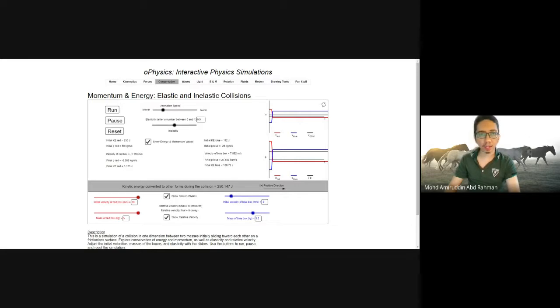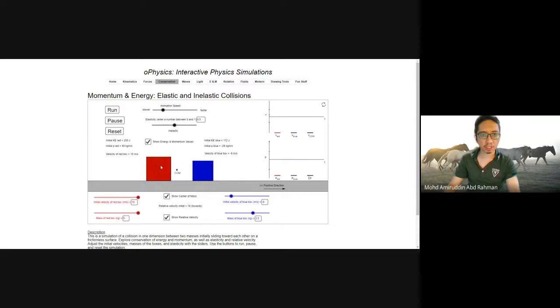And number three, you need to repeat the experiment by changing the elasticity. So now you change the elasticity to one, and then you run it, and you record the observation. And next, number four, you change the elasticity to zero and then run the experiment, and see what happened.